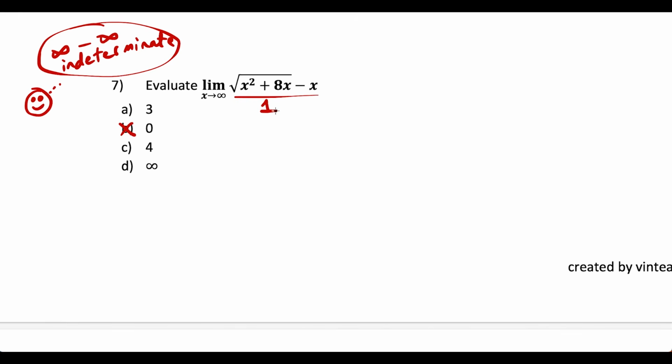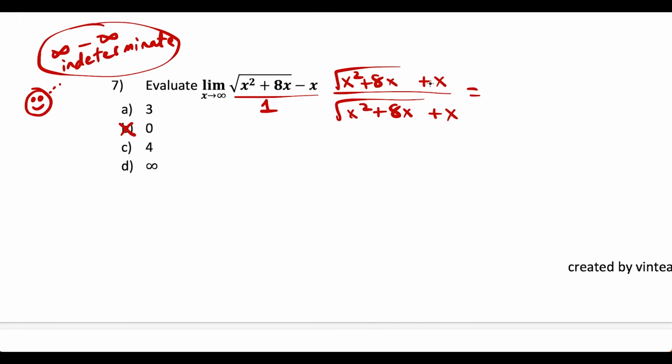Well, we could just write this expression as something over 1, and we're going to multiply the top and bottom by the conjugate of the top. So we have the square root of x squared plus 8x, and now we're just going to tack on a plus x like this. And then we're going to multiply the bottom by the same thing, x squared plus 8x under the radical, and we tack on our plus x.